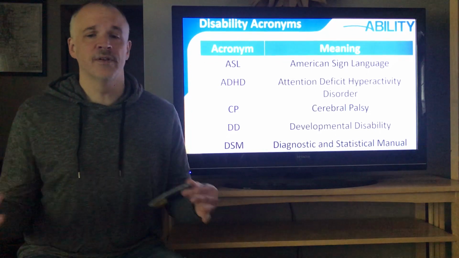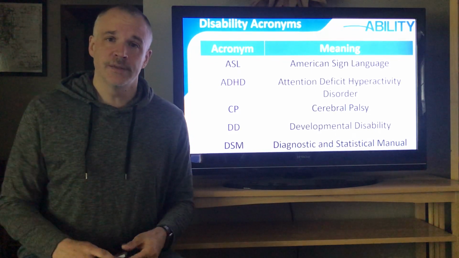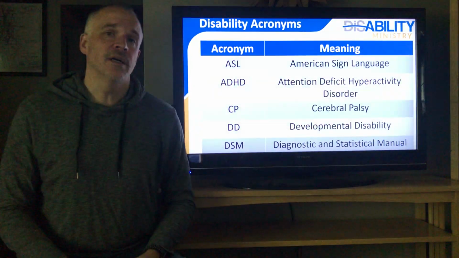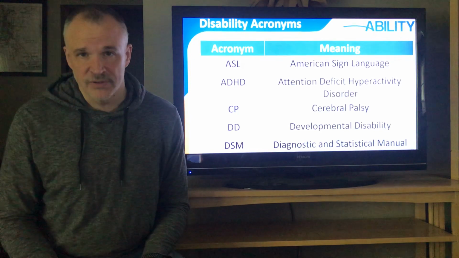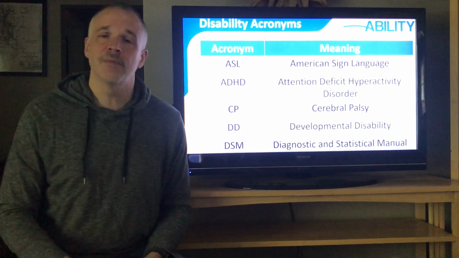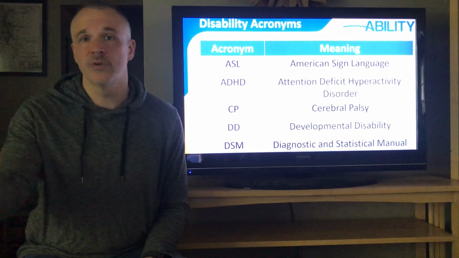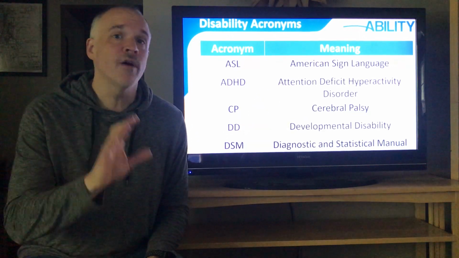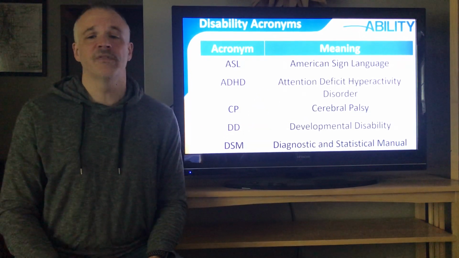This is a medical disorder. It is not necessarily accompanied by a developmental or intellectual disability. A lot of people make that confusion. A lot of people think, okay, that person has cerebral palsy, so they must also have an intellectual developmental disability. Often not the case, so don't make that mistake.